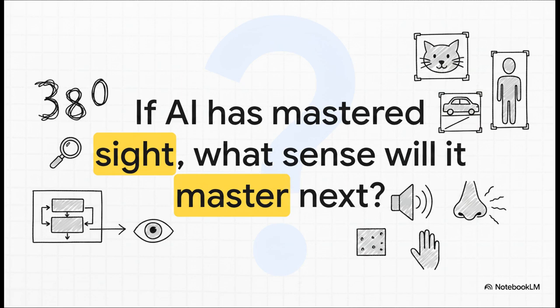In just about a decade, we've gone from struggling to identify a handwritten number to giving machines a sense of sight that can, in many cases, actually rival our own. We fundamentally changed the world with this technology. So the big question is, what happens when we give them another sense?